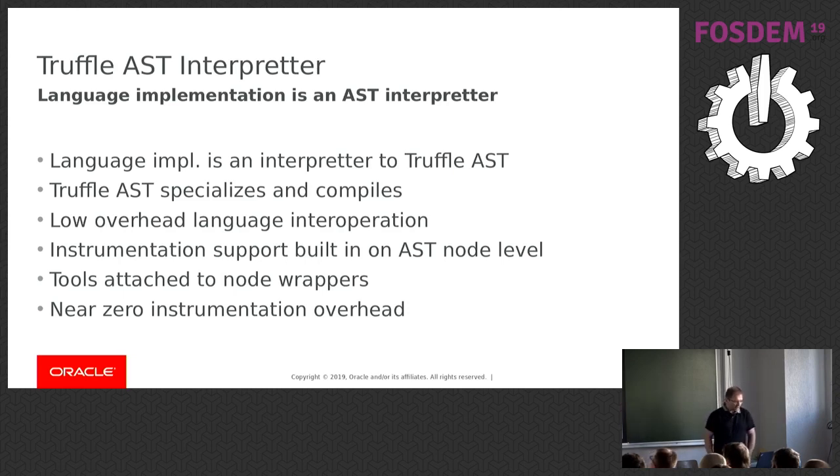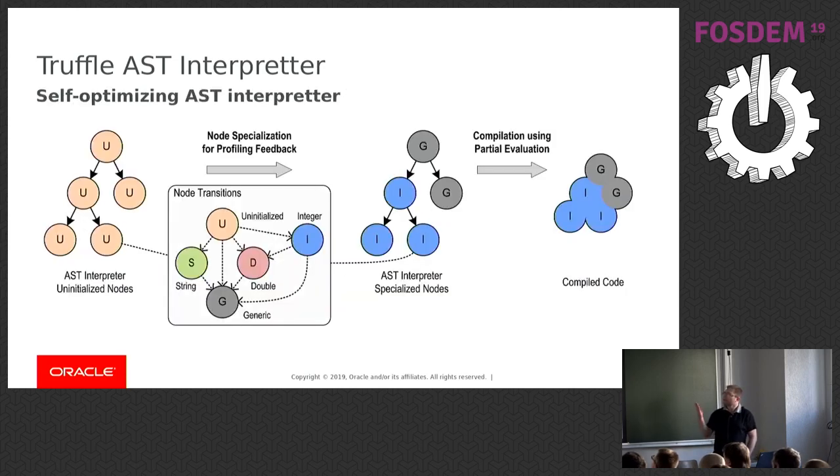Again, here we see that in the picture. Initially, you will have AST nodes initialized. Then, depending on the data that are flowing through these nodes, the nodes get specialized for strings, doubles, integers, or whatever types are there, or there is some generic representation. After that stabilizes, Truffle creates the specialized nodes, and then it's partially evaluated and compiled all together.